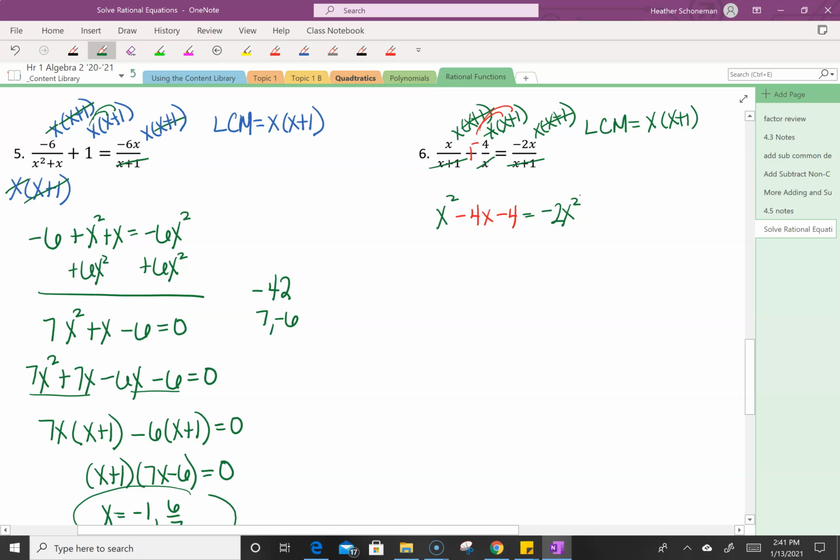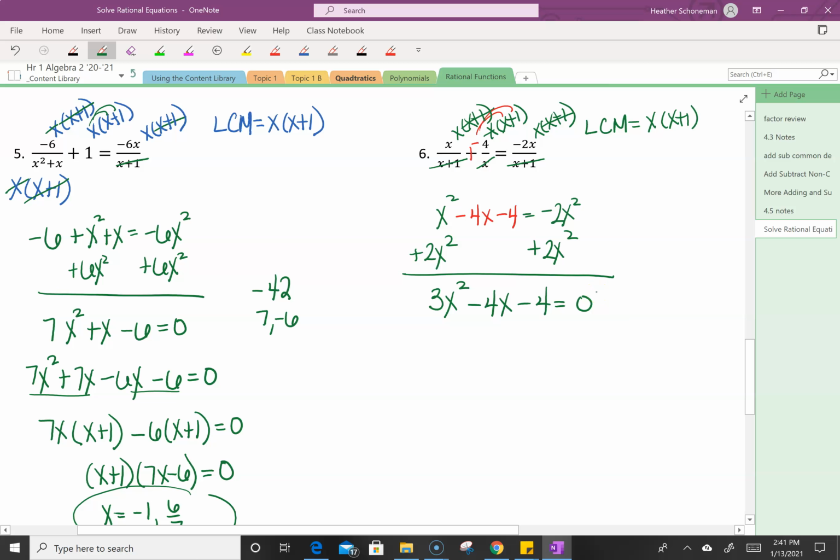All right, so now there's no like terms. And I know that it's quadratic because there's an x squared. So the first thing I need to do is set it equal to 0. And when I set it equal to 0, I want the x squared positive. So I'm going to move the 2x squared to the left side. When I do that, x squared plus 2x squared is 3x squared minus 4x minus 4 equals 0.